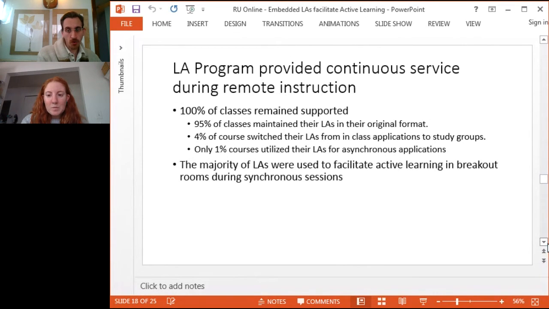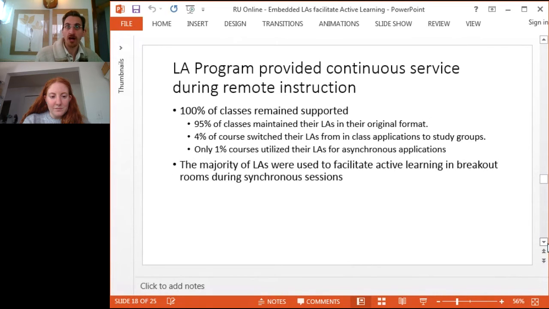But some courses decided to switch their LAs from an in-class application to study groups, right? So they had them in lecture, but they decided to take those lecture LAs and have them run study groups instead. And then only about 1% of courses that utilize learning assistants switched to an asynchronous format. So we actually maintained full support. The majority of learning assistants are used to facilitate active learning during breakout rooms, during synchronous sessions. That's the current state of the LA program.